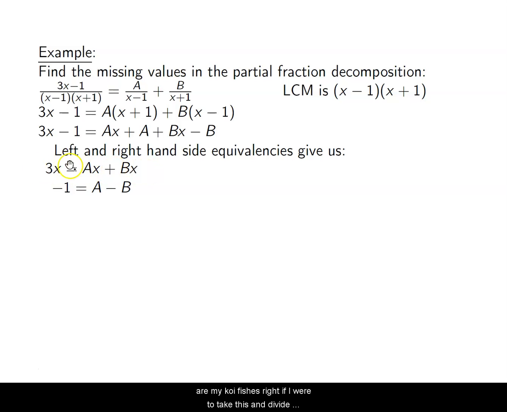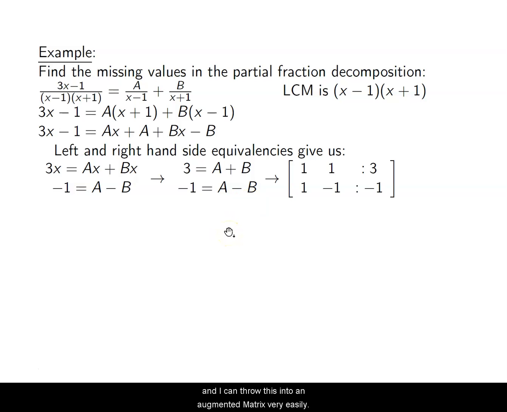If I were to take this and divide this entire equation by x, I would have 3 is a plus b. I don't actually need this x. I'm just doing that to show the equivalencies from the left hand side and the right hand side. Okay? But this x is actually arbitrary. I don't actually need that. This is just to show you where the equalities come from, where the equations are made from. Okay? So 3 is the same as a plus b. Negative 1 is a minus b.